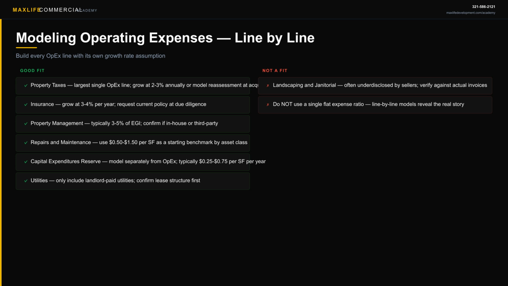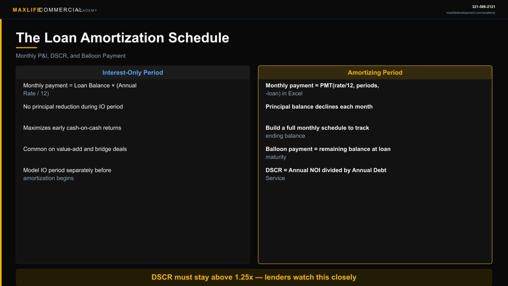The loan amortization schedule is the part of the model that most beginners skip or oversimplify, and it is also the part that catches the most surprises at closing. Here is how to build it correctly. Start with 4 inputs in your Assumptions tab. Loan amount, annual interest rate, amortization period in months, and loan term in months.